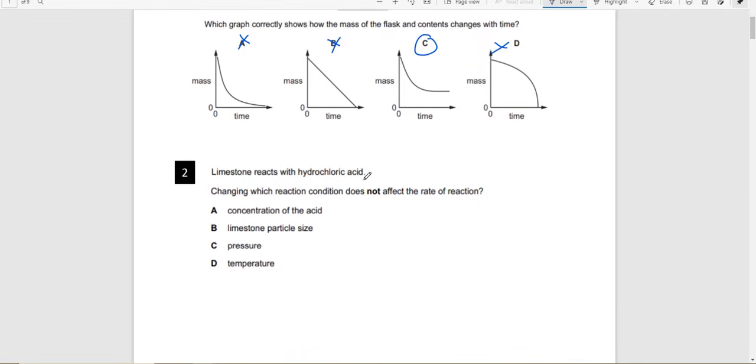Changing which reaction condition does not affect the rate of this reaction? If limestone reacts with hydrochloric acid, limestone is calcium carbonate. It's a solid, and the acid is a liquid. So obviously pressure is not going to have any impact. Pressure only has impact on gases, because only gases are compressible.